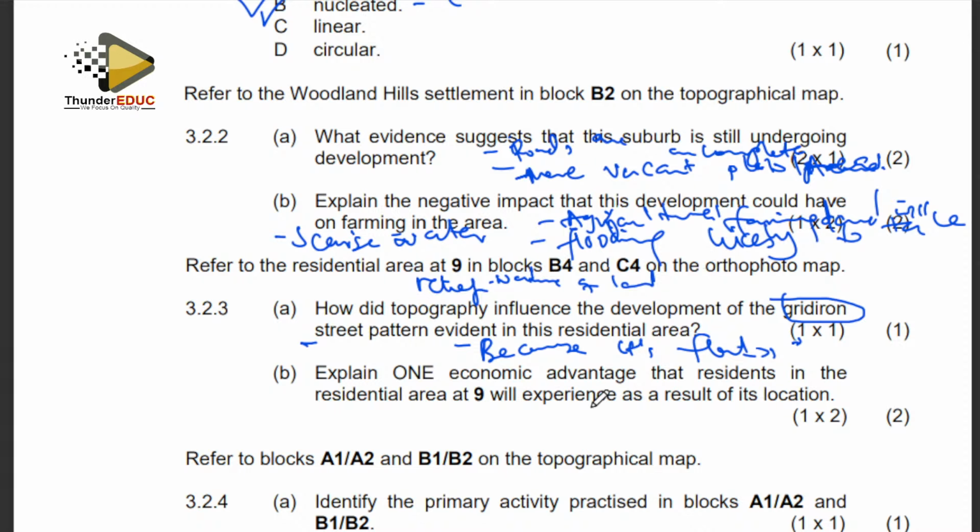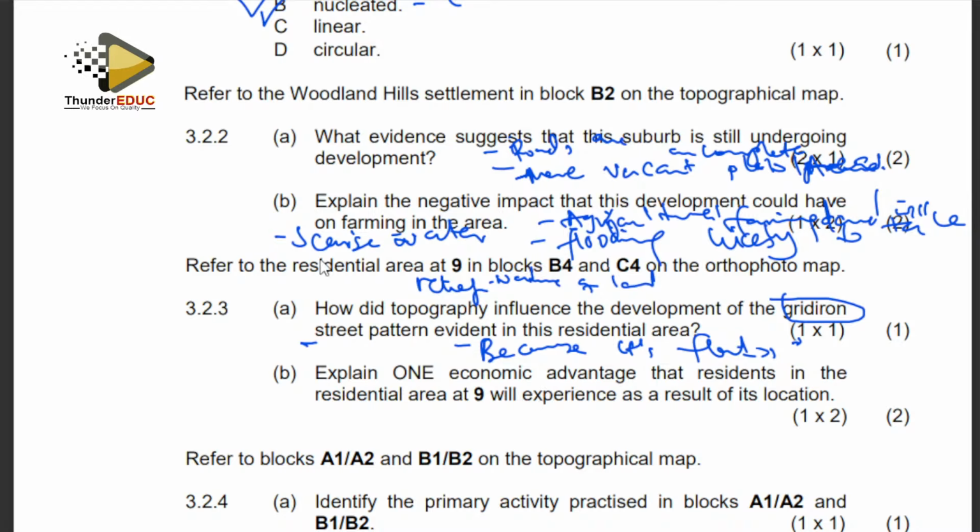Explain one economic advantage that residents in the residential area 9 will experience as a result of its location. How would the location affect the residents? It can affect them negatively and positively, but in this sense, there is one economic advantage of the residential area. If that area is there, how will it affect the residents at 9?